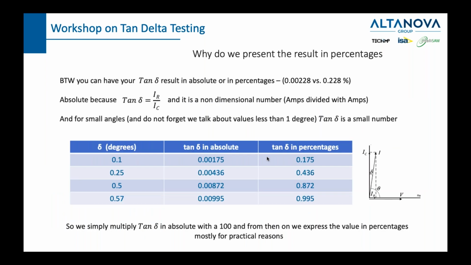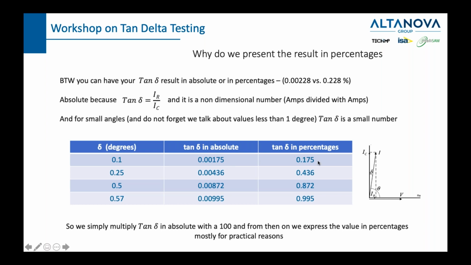And here we want to say, why do we express tan delta in percentages? Well, first of all, tan delta is a non-dimensional number. You have amps divided by amps. And since it's a non-dimensional number, you can multiply it by a certain number, in this case by 100, and we do it here simply because these angles are very small. So if we have the delta of 0.1 degrees, the tan delta will be 0.00175. But if I multiply it by 100, I get 0.175.